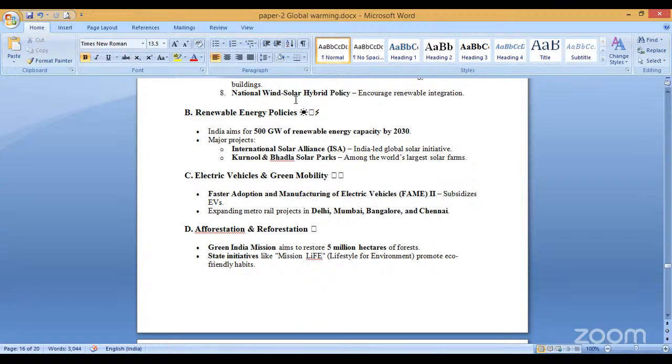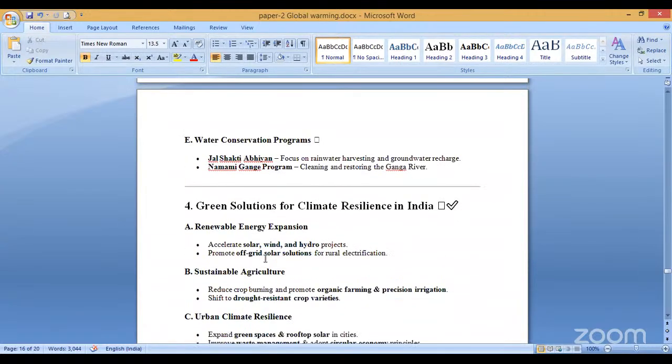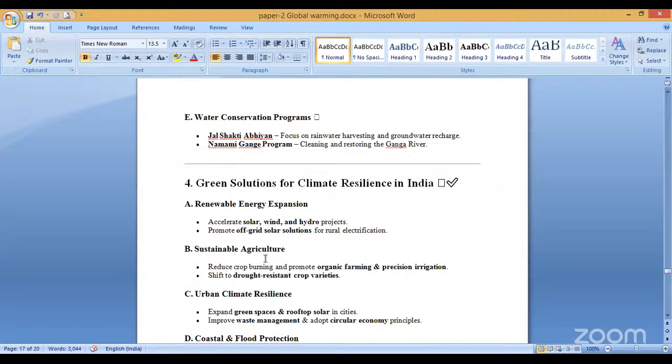Reforestation: the Green India Mission aims to restore 5 million hectares of forest. State initiatives like Mission LiFE, Lifestyle for Environment, promote eco-friendly agriculture. Water conservation programs: Jal Shakti Abhiyan focuses on rainwater harvesting and groundwater recharge. The Namami Ganga program is about cleaning and restoring the Ganga river.